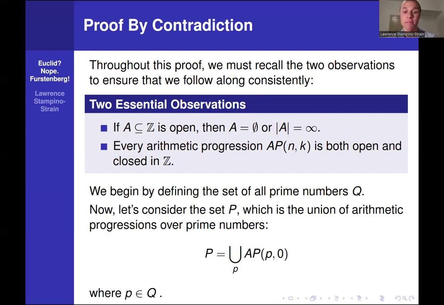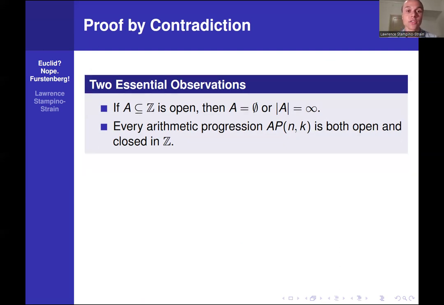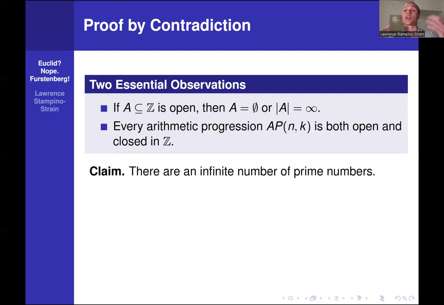Now, let's consider the set P, which is the union of arithmetic progressions over prime numbers, right? So P equals the union of AP_{p,0}, where p is an element of Q, or p is a prime number. So again, we're considering these two observations, and our claim is that there's an infinite number of prime numbers, right? And so let's begin our proof.